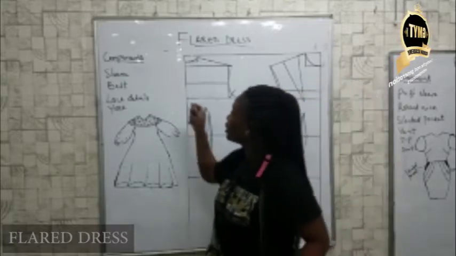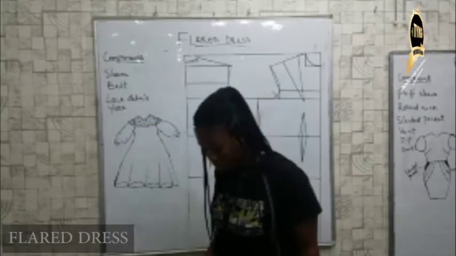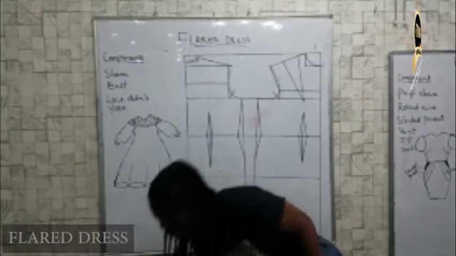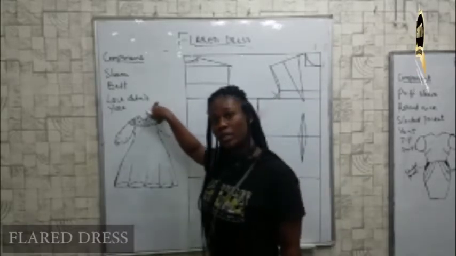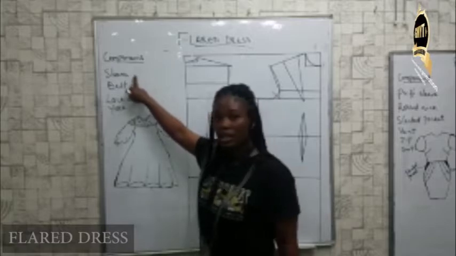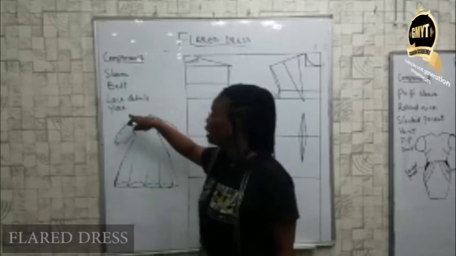So these are the components. You have different styles when dealing with flare dress, but the components of the flare dress we'll be learning today: you have the sleeve, the belt, lace detail, and your yoke.